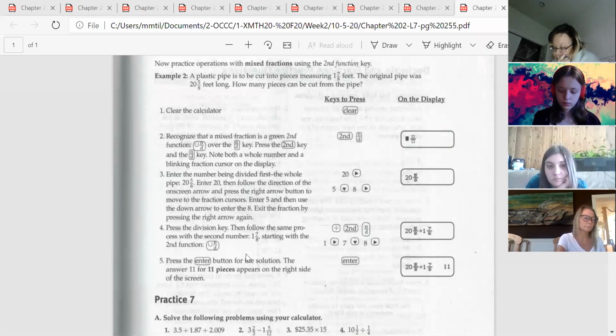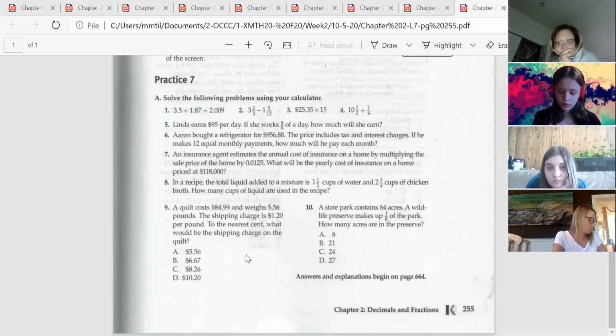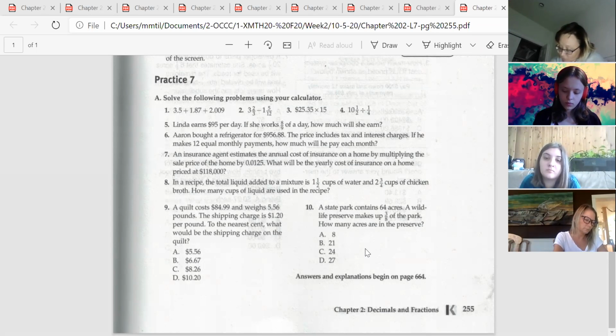Okay, some of these I've asked you to do. Look at number 10. A state park contains 64 acres. A wildlife preserve makes up 3/8 of the park. How many acres are in the preserve? How would you do that?